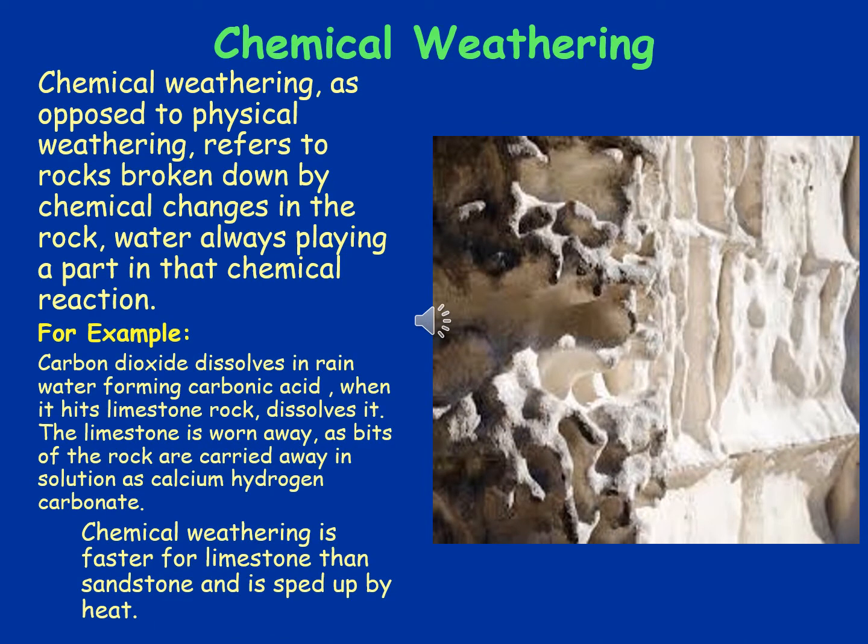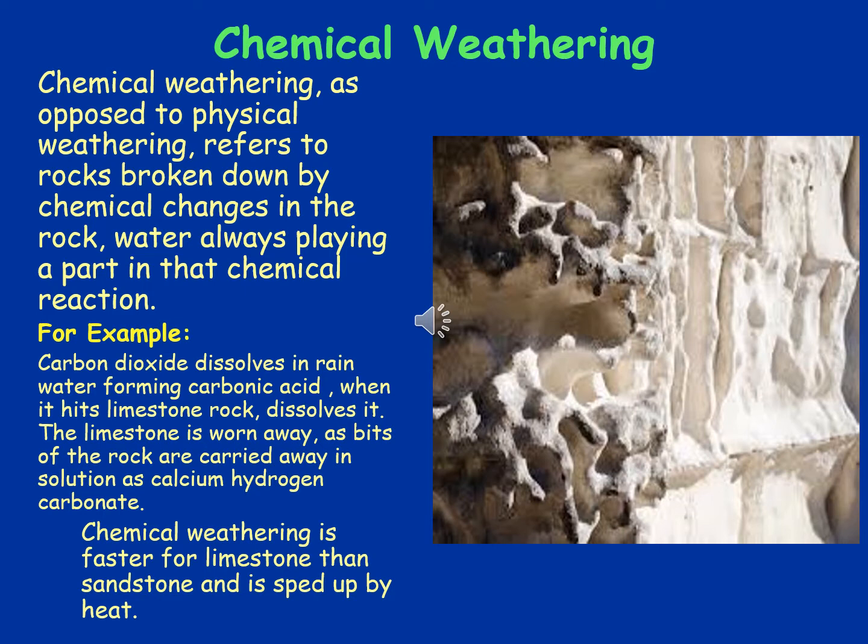So aside from physical weathering, there's also chemical weathering, and it refers to rocks broken down by chemical changes within the rock, whereas with physical weathering, it just breaks the rocks into smaller pieces, but the chemistry of each of those pieces stays the same. In chemical weathering, the rocks are broken down and are changed in their chemistry.